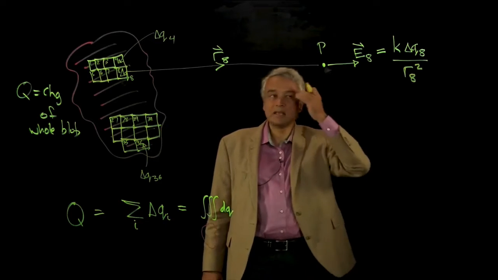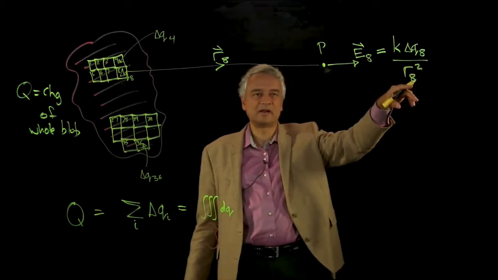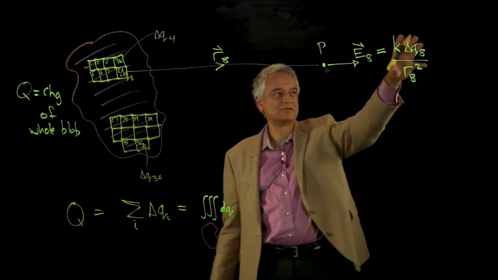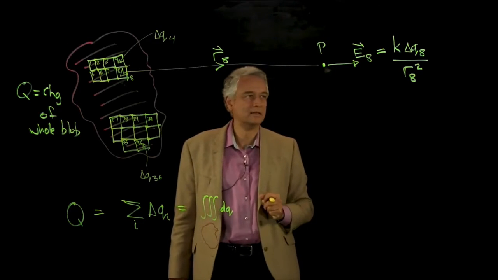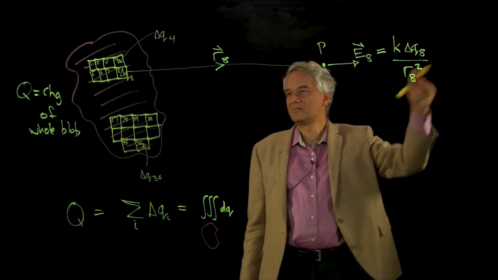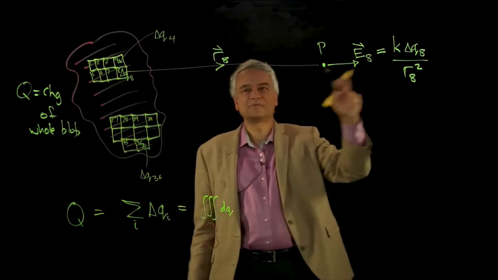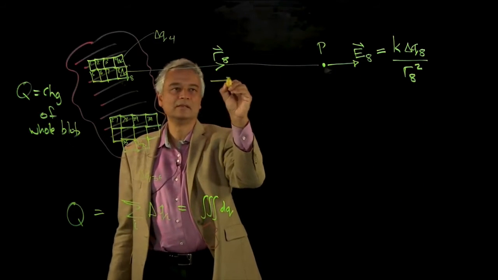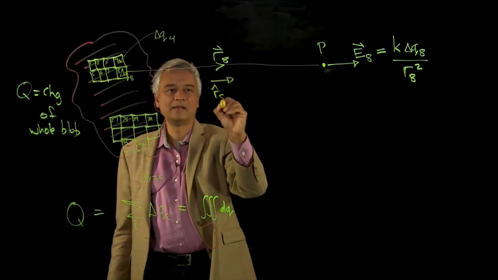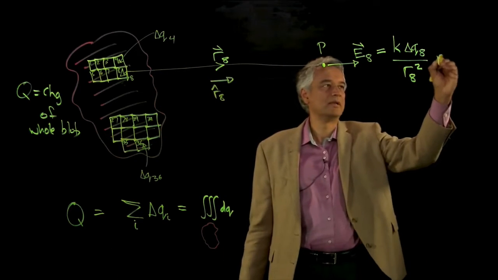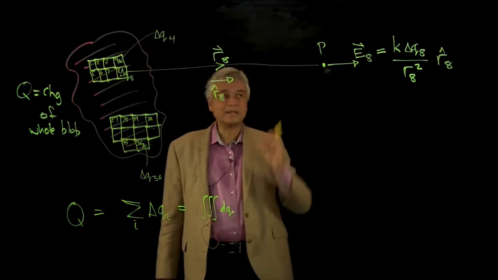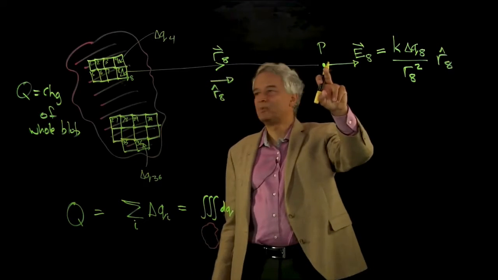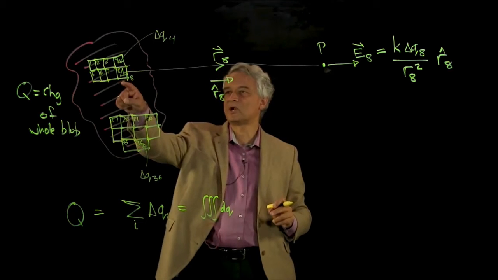And now, if I stop here, I've got it all wrong because I've got a vector on this side. There's no vector here. So if you leave it like this, you lose points on your test. I need a vector here. What direction does this electric field point in? Well, it points in the r hat 8 unit vector direction. So right here, I need an r hat 8. Great. So that's the electric field at the point P caused by the charge in this cell.